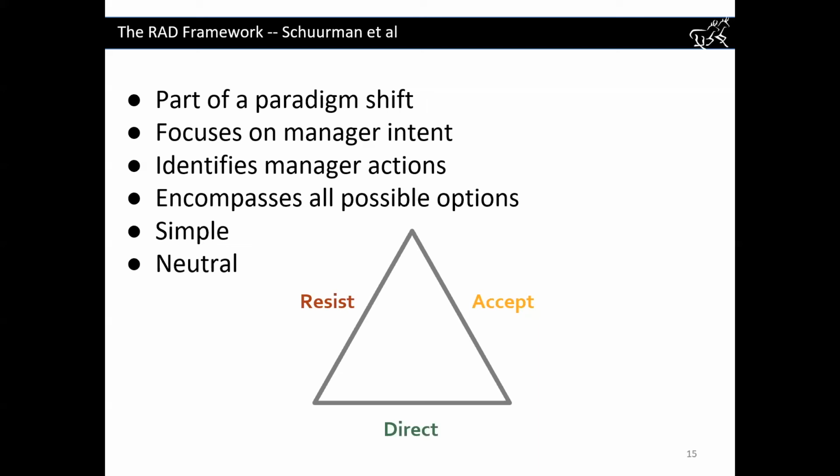It explains that RAD is really simple because it focuses on manager intent. A manager is intending to resist a trajectory, accept a trajectory, or direct a trajectory. These are all the possible options that a manager has in response to ecological transformation. We would argue there's nothing outside of these 3 bins. It's super simple and it's absolutely neutral. It gives a framework so that managers can think about how their goals fit into these different bins.